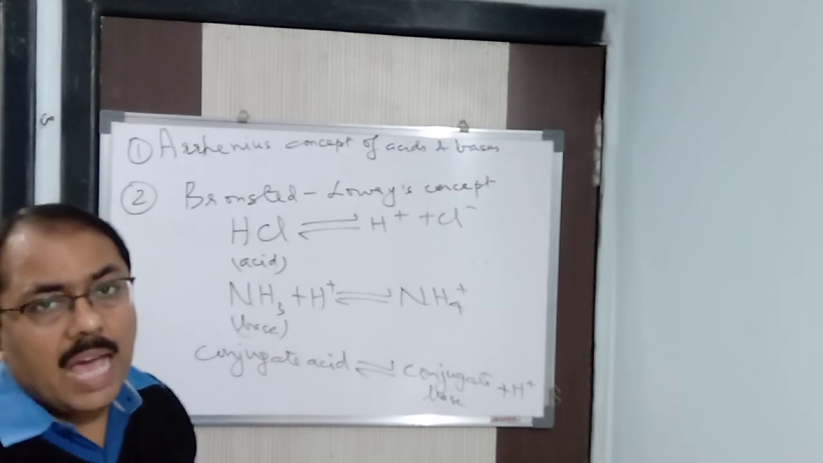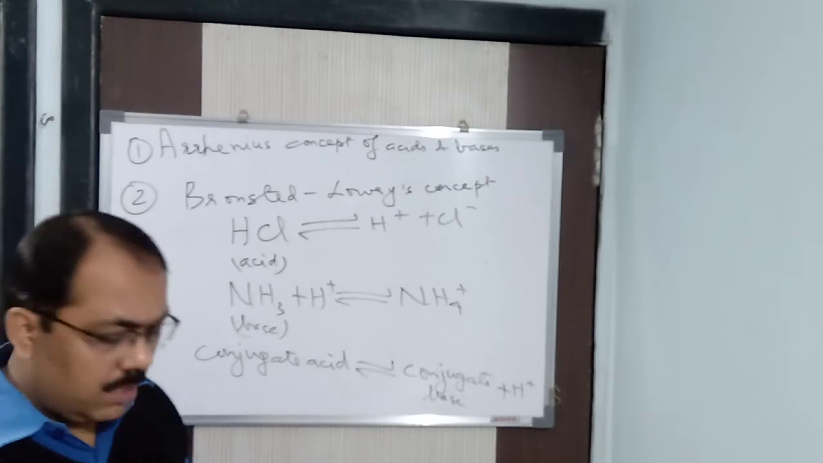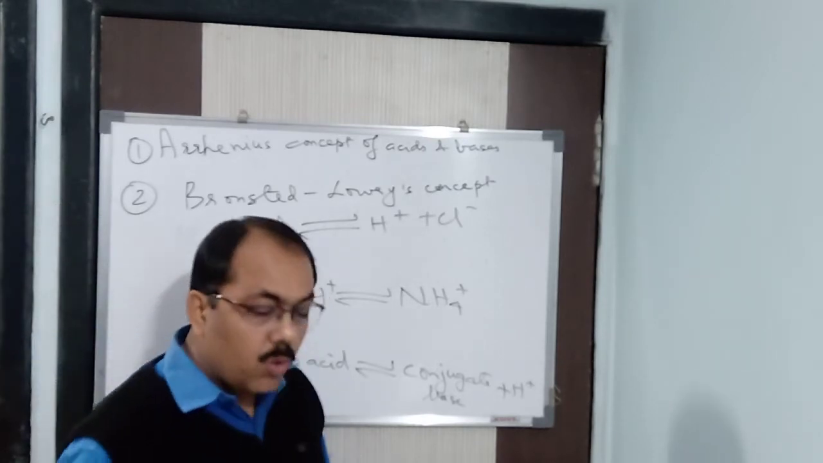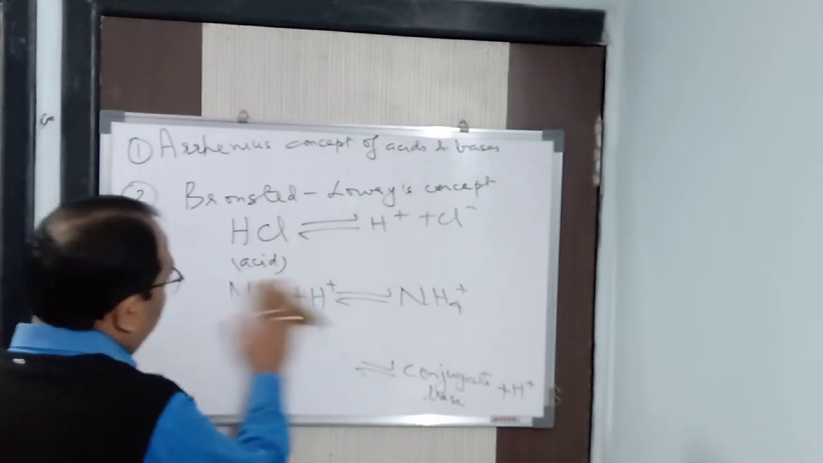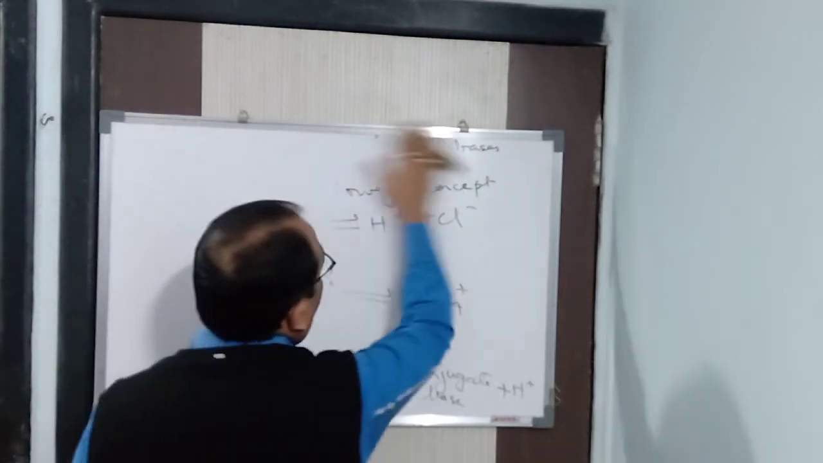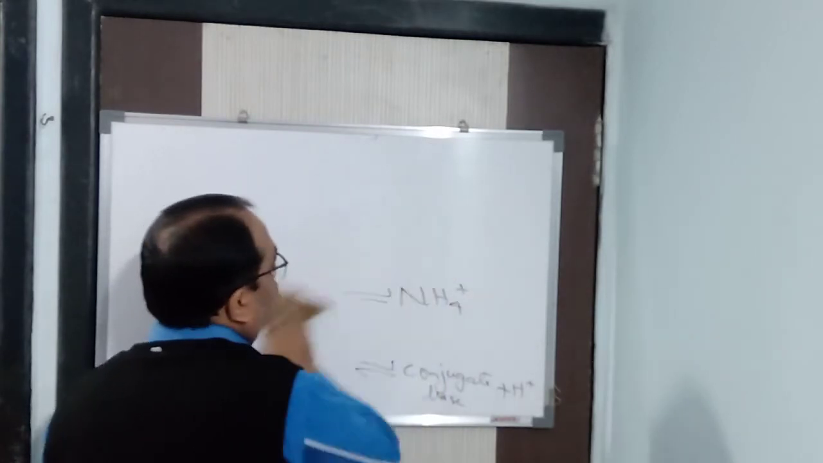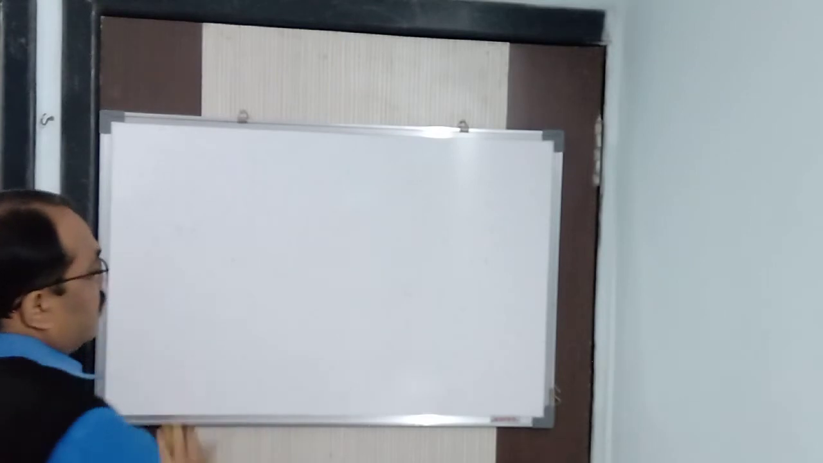So hence it is amphiprotic, A-M-P-H-I-P-R-O-T-I-C, that is amphiprotic in nature. Which is otherwise also called amphoteric in nature, which has come from the word amphoteric. Okay, so how can we say that water can act both as an acid as well as a base?